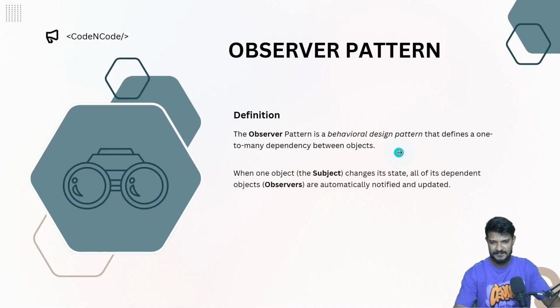So bear with me. Now, when one object, which is called the subject, so we have a one-to-many relationship, the one object is the subject. And all of its dependents, the many part, are the observers. So we have one subject and many observers, and they are automatically notified and updated whenever something happens inside the subject. Like a notification system. So yes, this is your observer pattern.